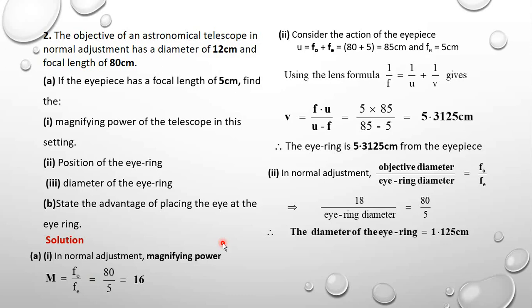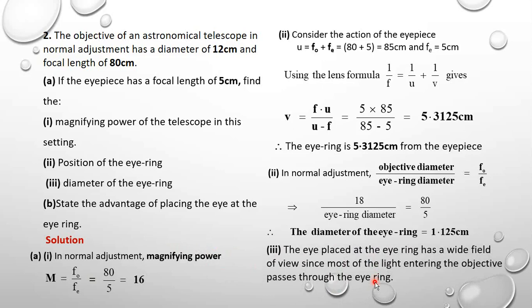Then they want us to also state the advantage of placing the eye at the eye ring. So the advantage of placing the eye at the eye ring is that the eye placed at the eye ring has a wide field of view, since most of the light passing through the objective passes through the eye ring. So that is the advantage.